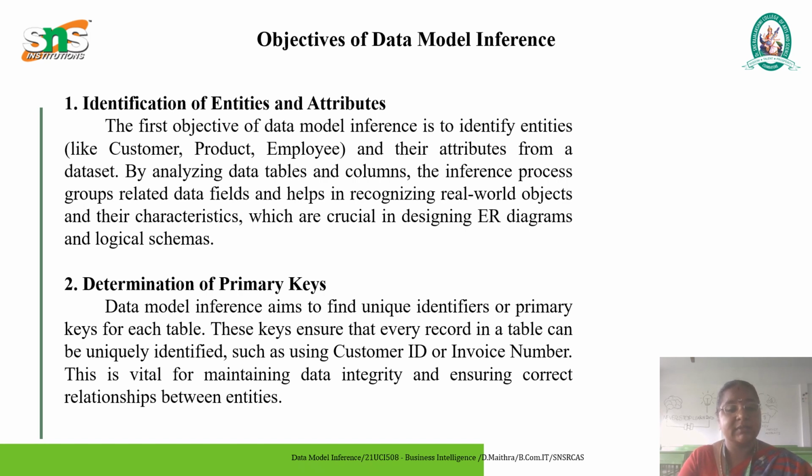The next one is determination of primary key. Here the primary key plays the role of a unique identifier for each table, where we can identify the particular customer with their data, customer ID or any invoice number. So it is easy to identify the customer whenever we need. The main role is maintaining the data and ensuring the relationship between the entities and the data which is related to a particular customer.